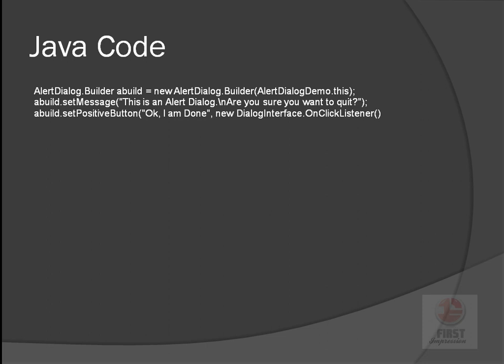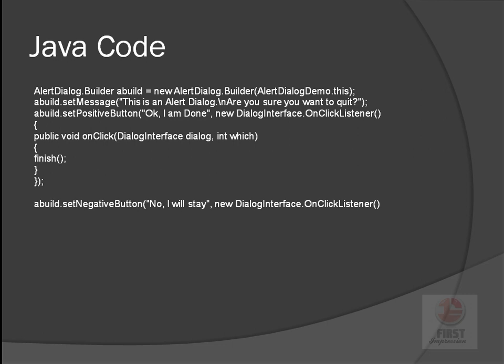So we'll say abuild.setPositiveButton, "Okay, I am done", comma. Now we have to write the on-click listener for this button. So we'll say new DialogInterface.OnClickListener. Over here, whenever someone clicks on this, we'll simply say finish. Finish will exit the current activity and will go back to the previous activity. In our case, we want to finish the activity, so we'll say finish. We'll say abuild.setNegativeButton, "No, I will stay." And over here, we will just cancel the dialog by saying dialog.cancel.